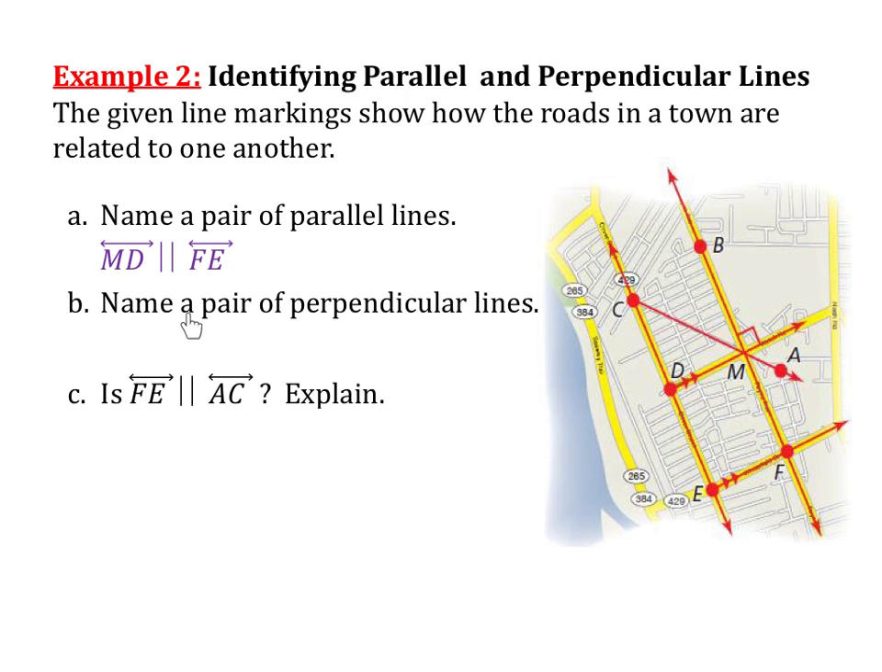All right, next, name a pair of perpendicular lines. All right, so there's our perpendicular symbol, so we can say this line and this line are perpendicular. So we can say that line MD is perpendicular to line BF.